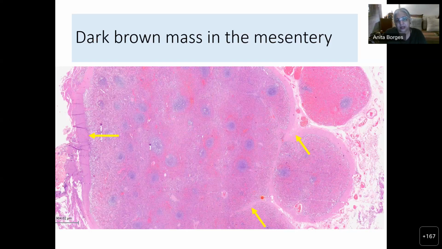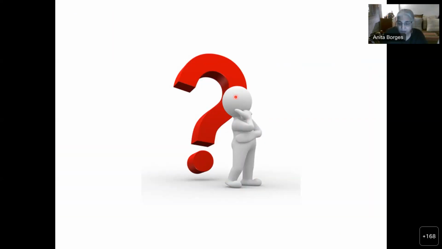And I marked not only a capsule, but there are trabeculae that go into this organ, starting at the capsule and right through it. That's why I've marked it. There are no lymph nodes that show you this kind of thick capsule. If that is the case, then the lymph node is abnormal, and there is some kind of fibrosis going on. Okay, so what is it?